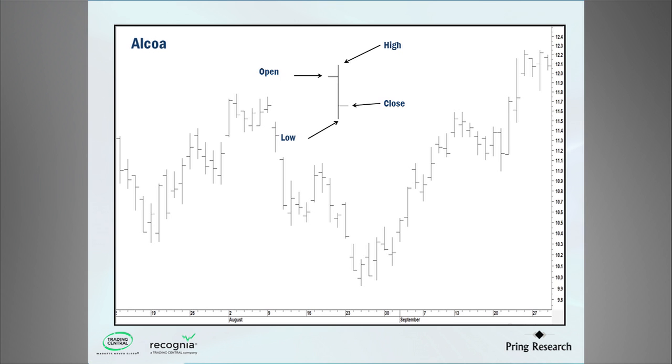Now, the advantage of bar charts is that they visually provide a lot of information. The most important parts are the opening and closing prices. The opening is helpful because it reflects the psychology of market participants as they begin the trading session. Closing prices are valuable because they reflect traders and investors who are willing to take home a position overnight.